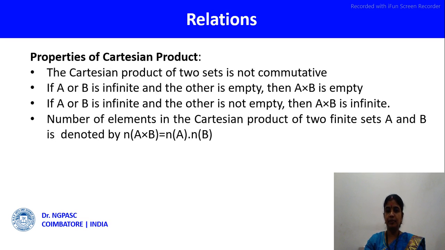Properties of Cartesian product. The Cartesian product of two sets is not commutative. If A or B is empty, then A cross B is empty. If A or B is infinite and the other is non-empty, then A cross B is an infinite set. The number of elements in the Cartesian product of two finite sets A and B is denoted by n of A cross B. It will be equal to n of A into n of B.